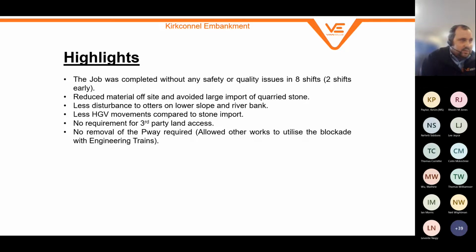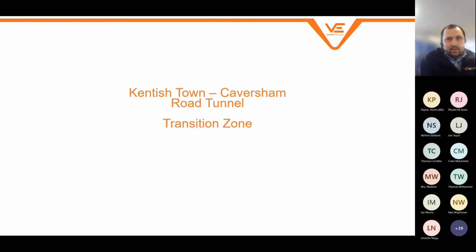So we managed to win 2 shifts back on the program, reduced the amount of material off-site, and avoided large import of quarried stone. There's less disturbance to the otters on the lower slope, less HGV movements, which on local country roads is a massive win. No requirement for third-party land access, so that saved time and hassle. And no removal of the P-way, so other works were allowed to utilise the blockade with engineering trains, which meant the other works within that blockade could be delivered more efficiently.